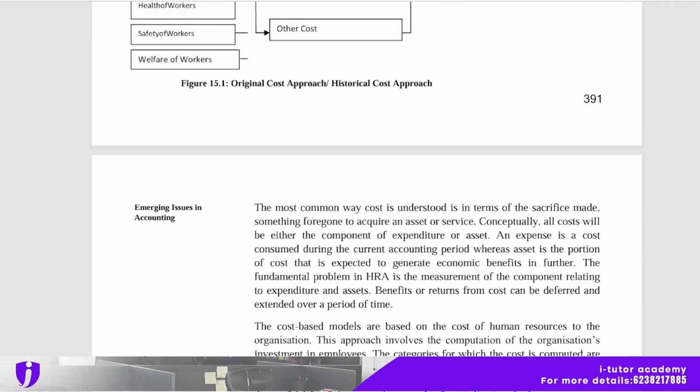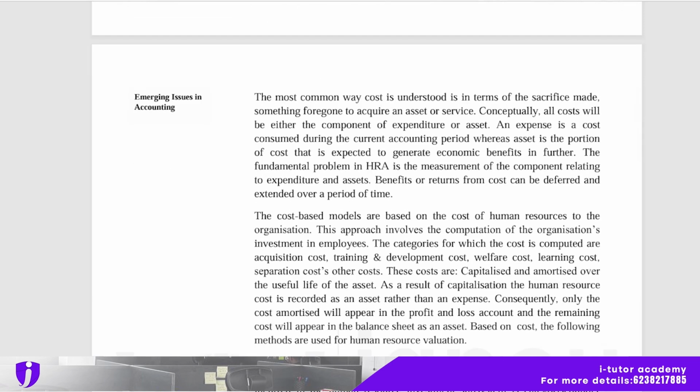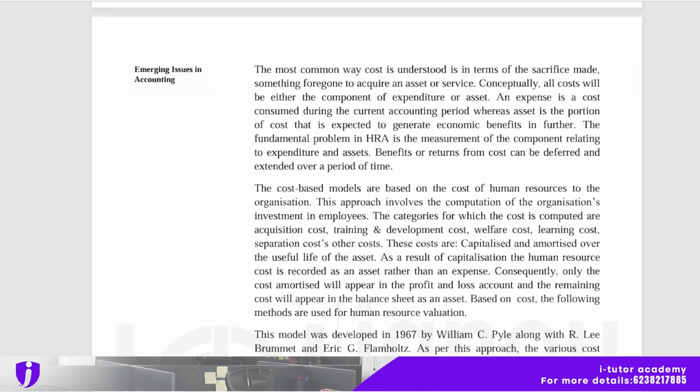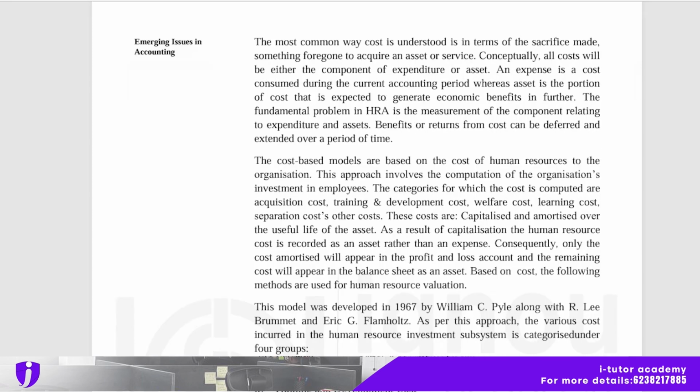Next, the most common way cost is understood is in terms of the sacrifice made, or sometimes foregone, to acquire an asset or service. Conceptually, all cost will be either a component of expenditure or an asset. An expense is a cost consumed during the current accounting period, whereas an asset is the portion of cost that is expected to generate economic benefit in the future.